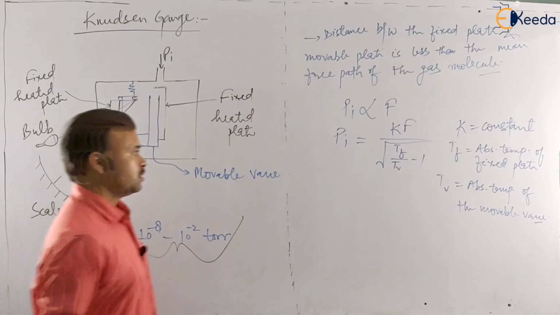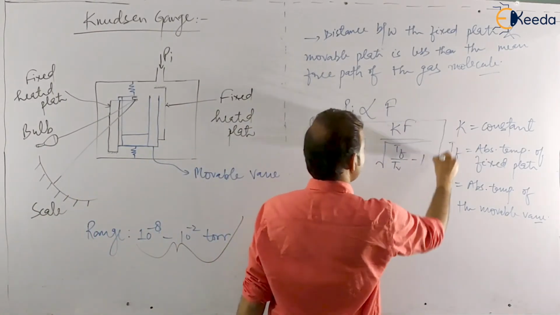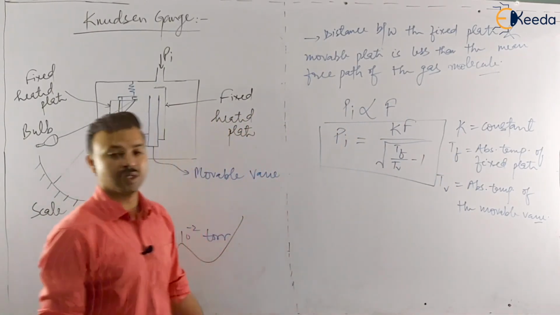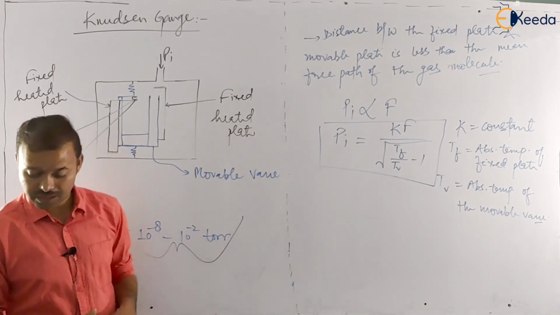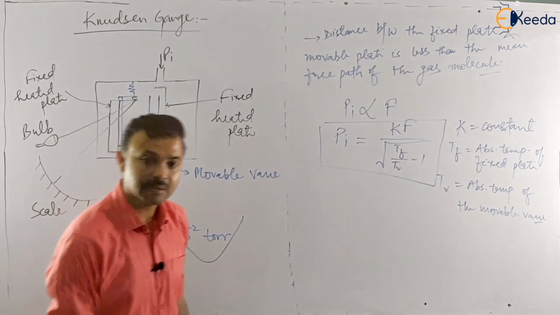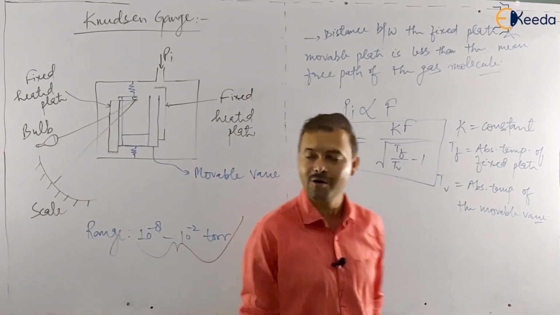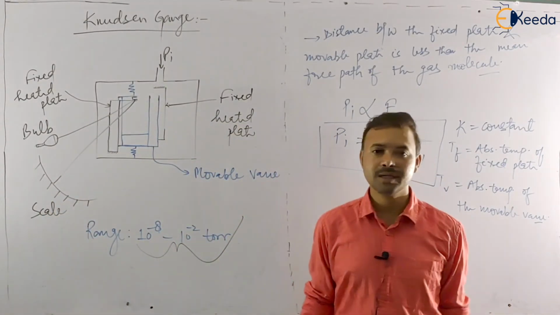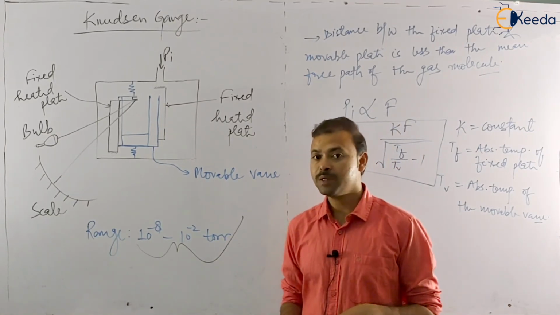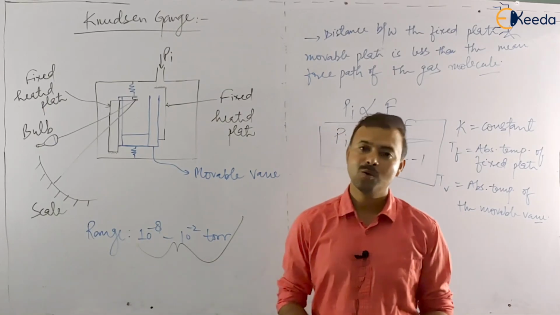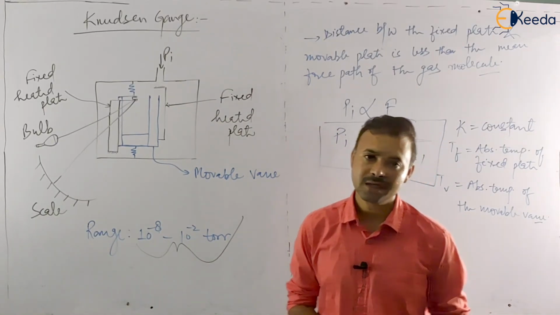Okay, so this is how we measure pressure in the case of the Knudsen gauge. This is the Knudsen gauge, and this is your last topic of vacuum measurement. After this topic, we are going to solve some numericals, and then the whole chapter will be finished. All right. Thank you.